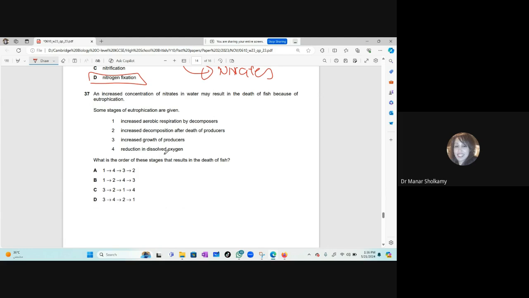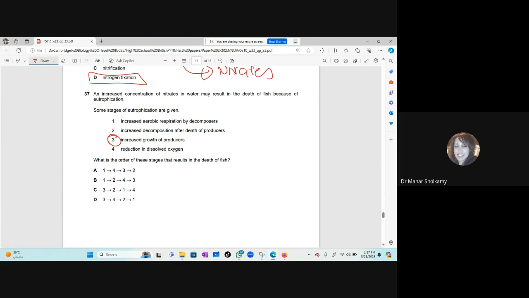First, look for number 1. No, not 1. Don't we have 3, overgrowth of algae? And these algae, they are producers and they block the sun. So the first thing that happens is 3. Exactly. The algae boom. And then the algae will block the sun.